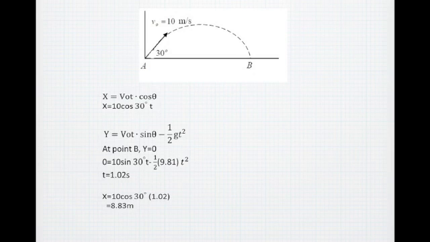And then we substitute this t back into the first equation, that is x. So x equals 10 times cos 30 times 1.02. And the final answer is 8.83 meters.